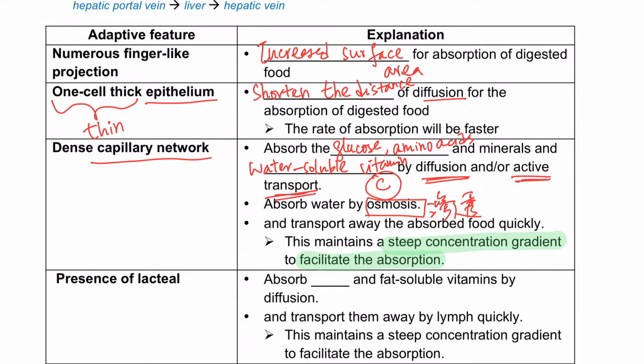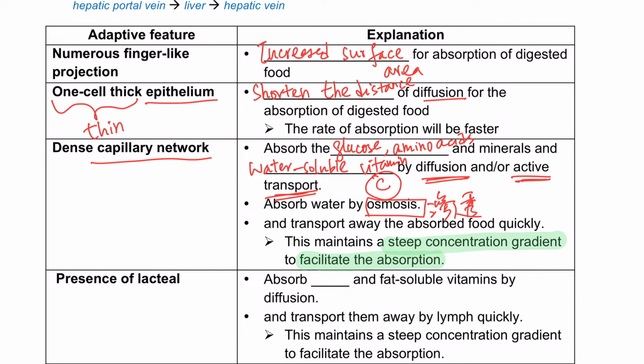Now, what does it mean by steep concentration gradient? We'll talk about this in more detail in senior forms. So for the time being, just memorize this, okay. You don't need to understand it in more detail, or you can find it out yourself on the internet.